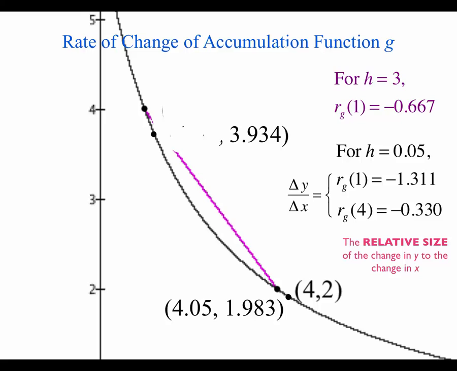Okay, so basically what we're saying is here's our change in x, corresponding change in y. And how does that change in y relate to the change in x? Negative 1.311 times that change in x. So this decrease in y is negative 1.311 relative to that change in x that we picked.